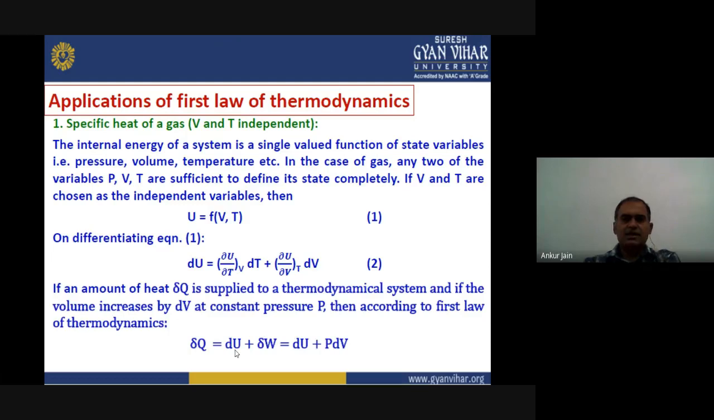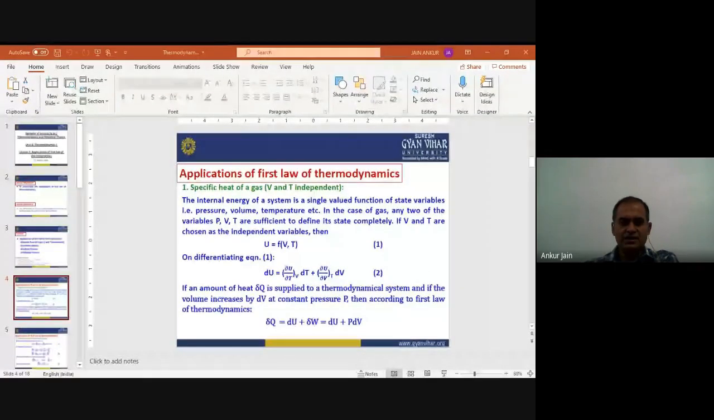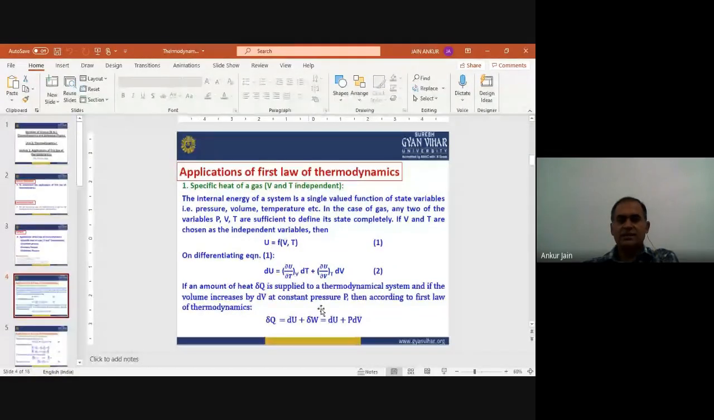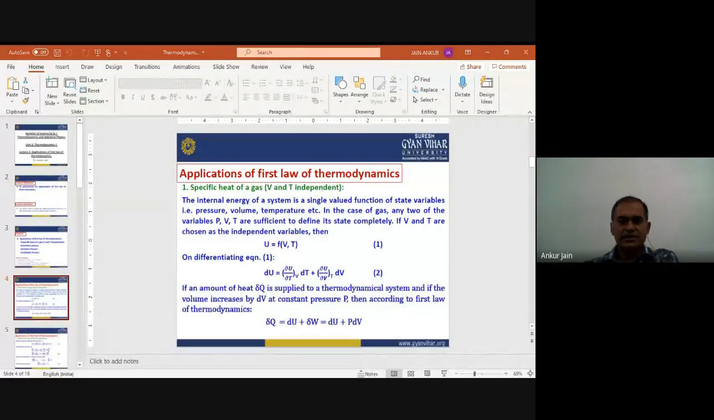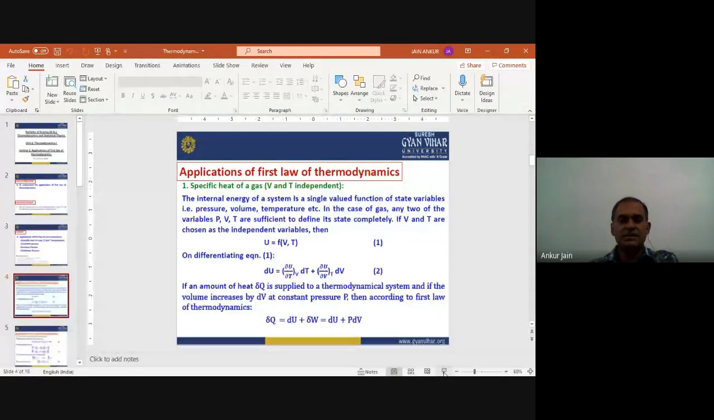So let us start with the first topic, the application of the first law of thermodynamics, and the subtopic is to calculate the specific heats of a gas where V and T are independent variables. We have already seen that the internal energy of a system is a single valued function of state variables, that means pressure, temperature or any other variables can be considered as state variables.